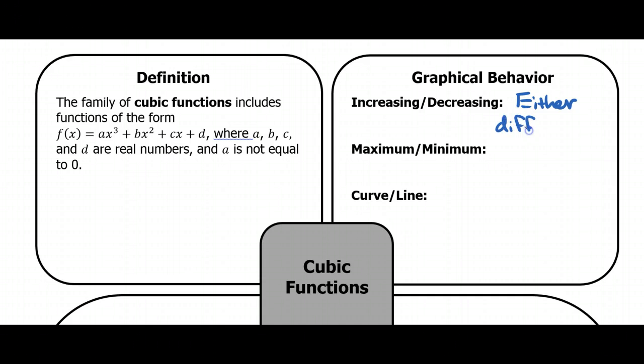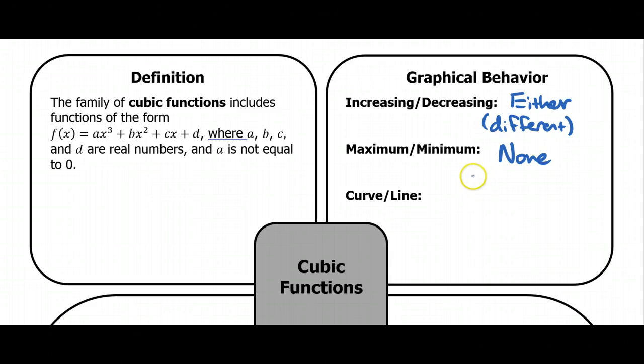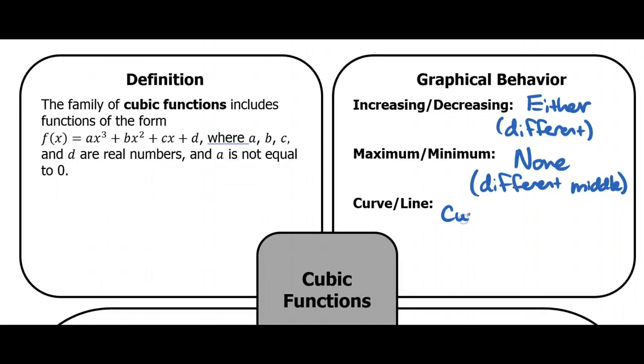So we're going to take a look at some examples, those different examples down below here in just a second. Also, in terms of maximums or minimums, there really is no low or high point for a cubic function, but it is going to be a little bit different in the middle. The middle parts of cubic functions are going to behave a little bit differently than the overall function. And then, of course, cubic functions are curves as opposed to lines.